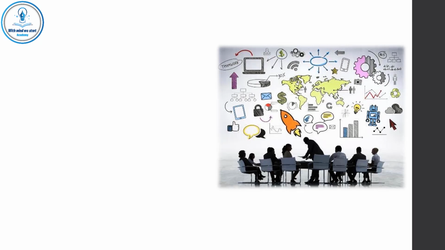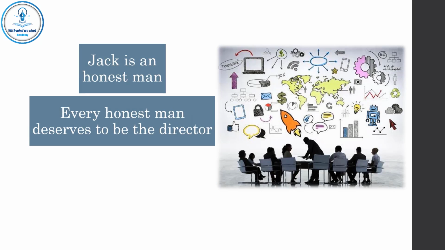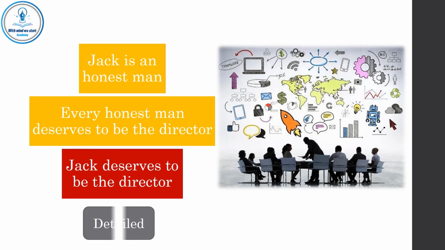For example, let's look at this evidence. Jack is an honest man. Every honest man deserves to be the director, so Jack deserves to be the director. If you don't agree with this evidence and you want to attack it and prove that it's wrong, you may attack the premises. You may provide evidence that proves that Jack is not honest, or that not every honest man deserves to be the director. Attacking one premise or the two premises is called a detailed refutation.